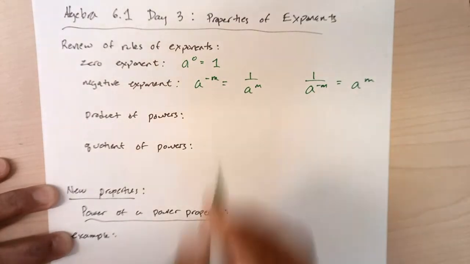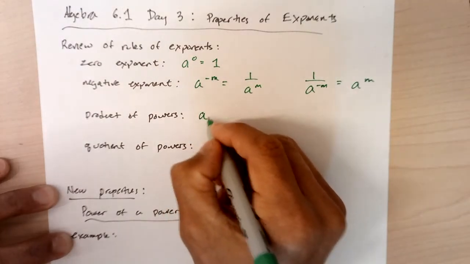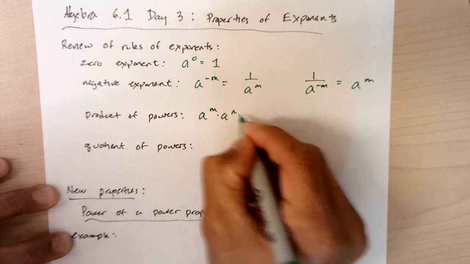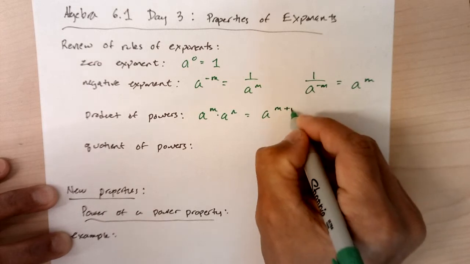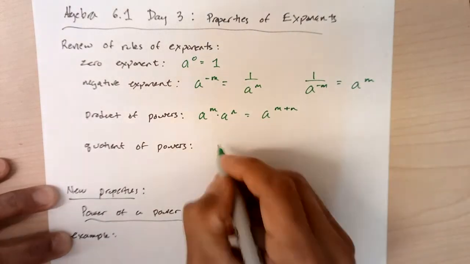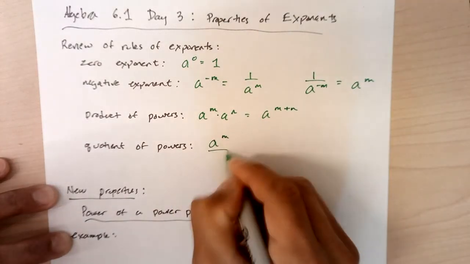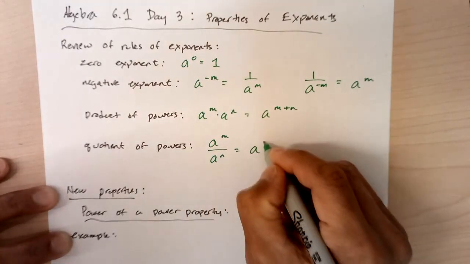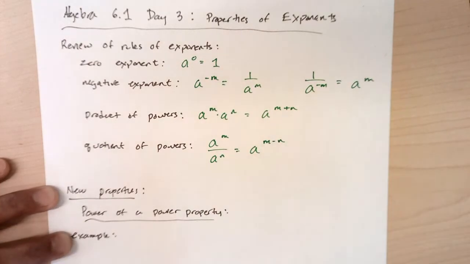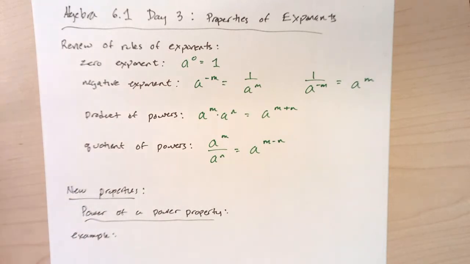The product of powers is something like a to the m times a to the n. As long as you have the same base, you add the exponents, a to the m plus n. And then the quotient of powers, a to the m over a to the n. Again, as long as you have the same base, subtract the exponents. Numerator minus the denominator, unless the exponent is larger in the denominator. Then you can subtract the numerator minus the denominator.